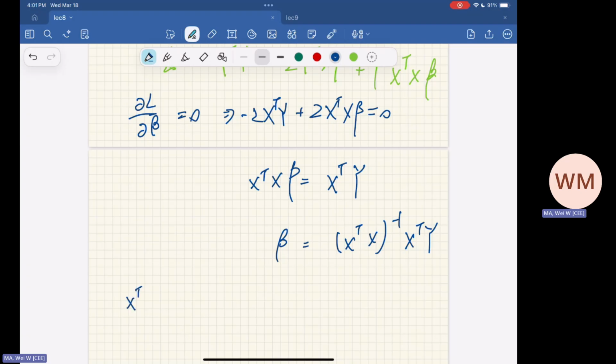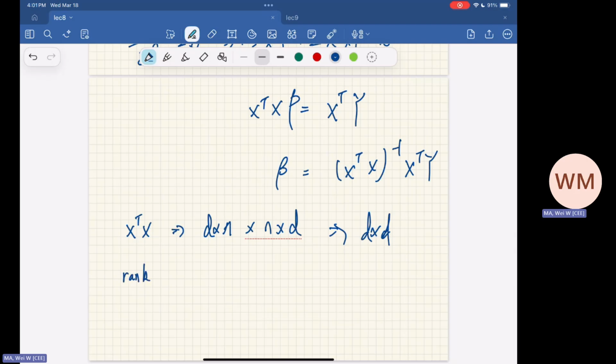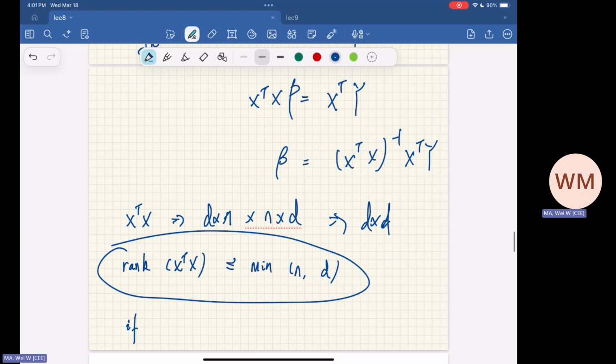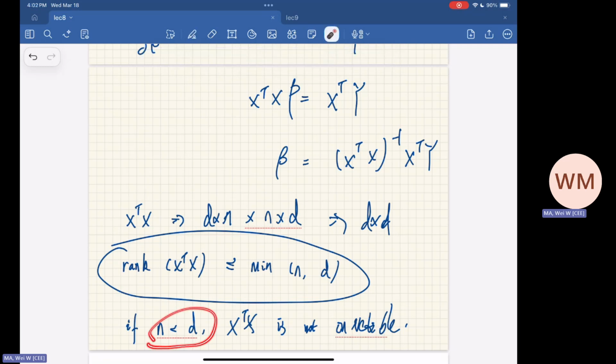So what is the dimension of x transpose x? It should be d by n times n by d, so d by d. The rank of x transpose x is definitely no more than the minimum of n and d. You know this from your linear algebra. So if n is smaller than d, x transpose x is not invertible. That creates a lot of issues. In that case, you don't have a unique closed form for beta. What does n smaller than d mean? It means that you have more features than data.